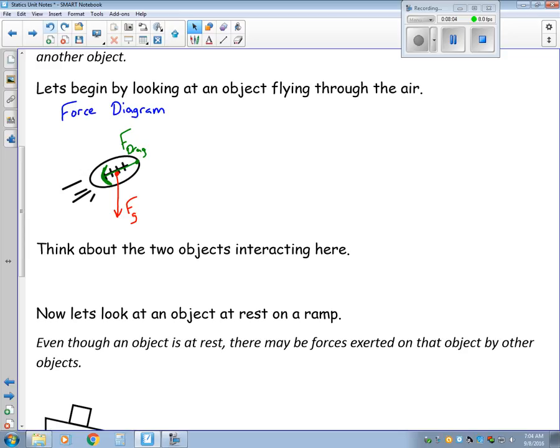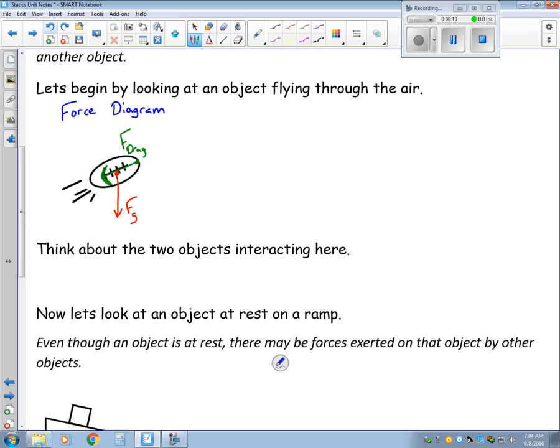Now this is a force diagram. When you make a force diagram, you always want to draw the forces where they originate. So gravity is always at the center of mass, and the drag is right where the air particles are going to hit the football. So this is a force diagram.